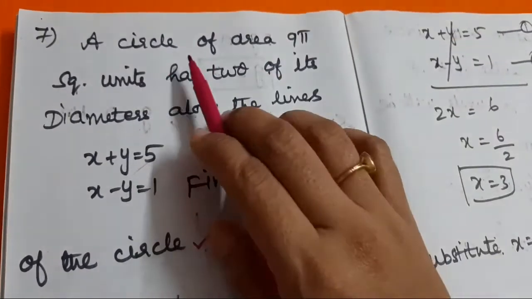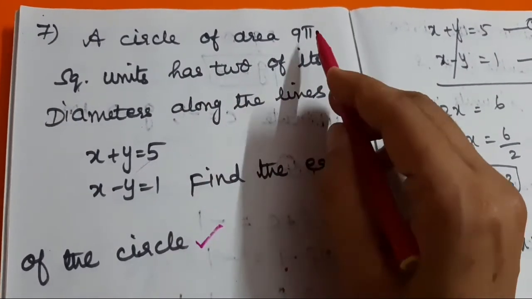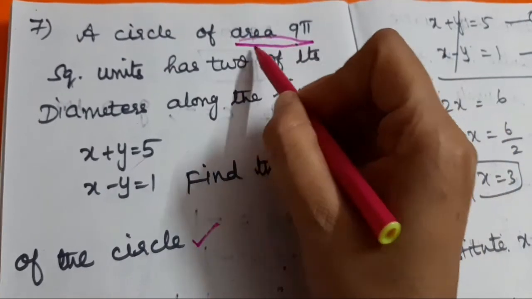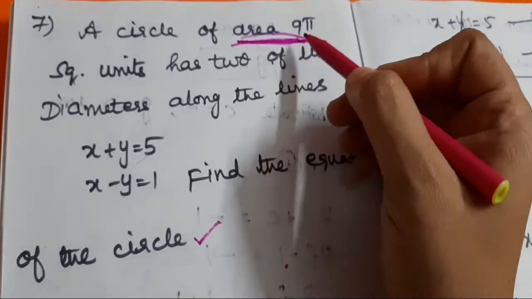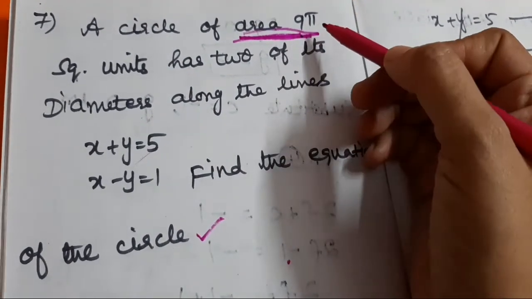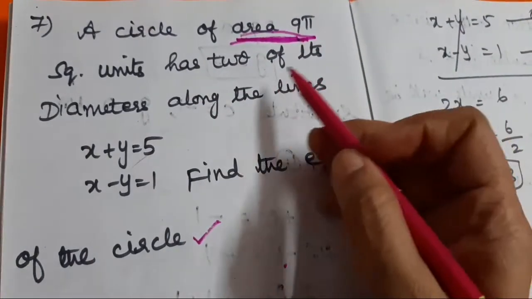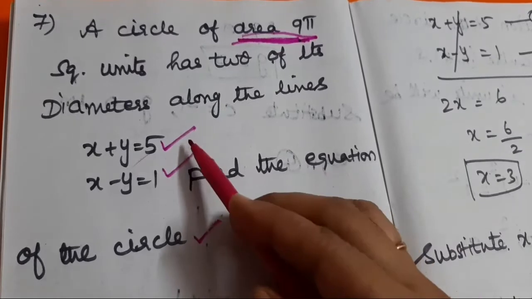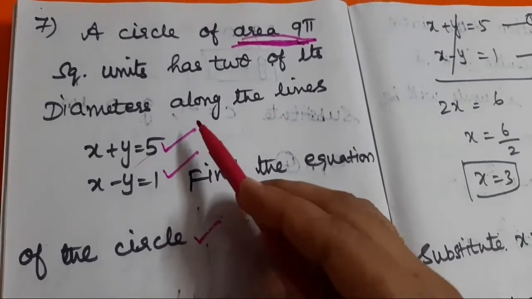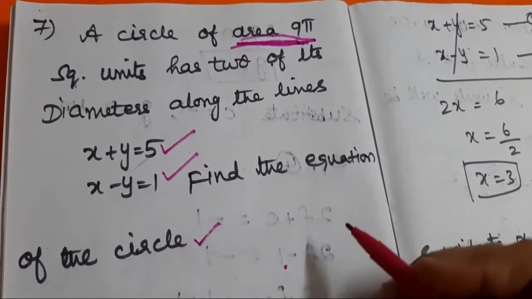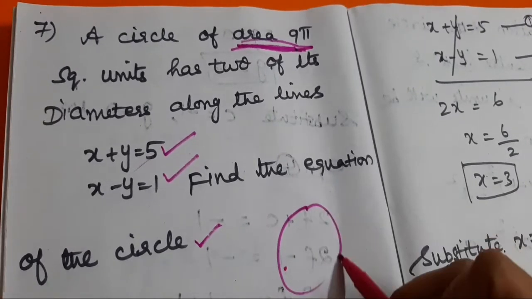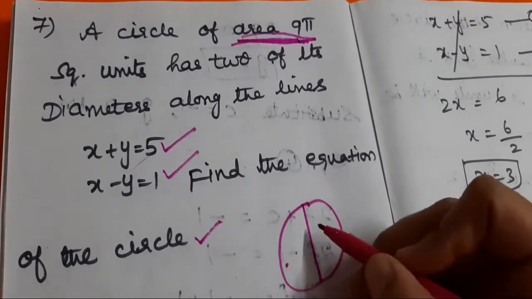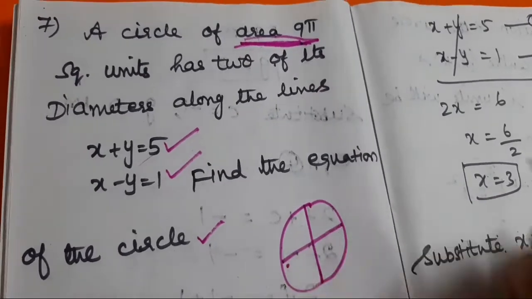Now the circle of area 9 pi, that is, the area of the circle is given. What is given? Area of the circle is given, that is 9 pi square units, and the equations of the diameters are given, that is this is one equation and this is another equation.